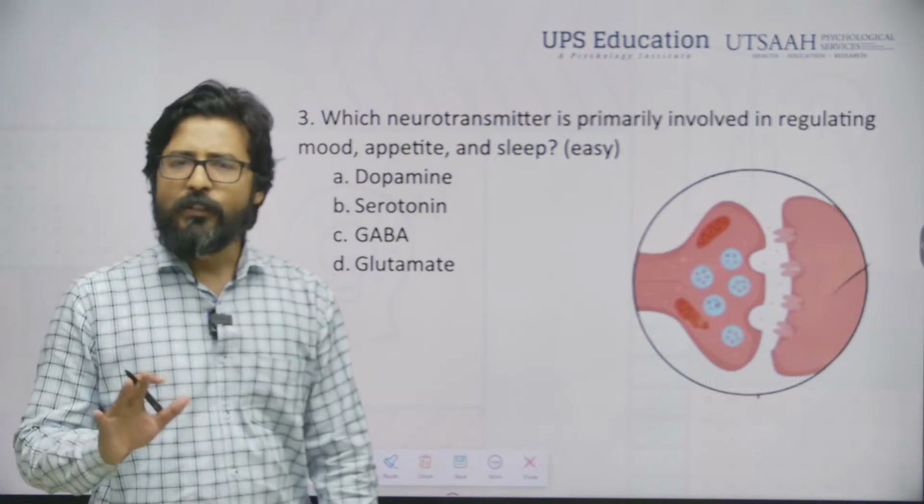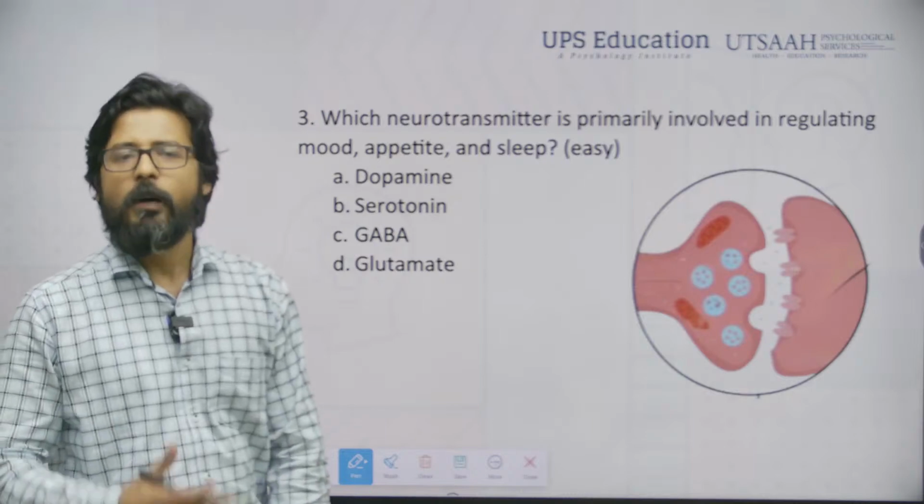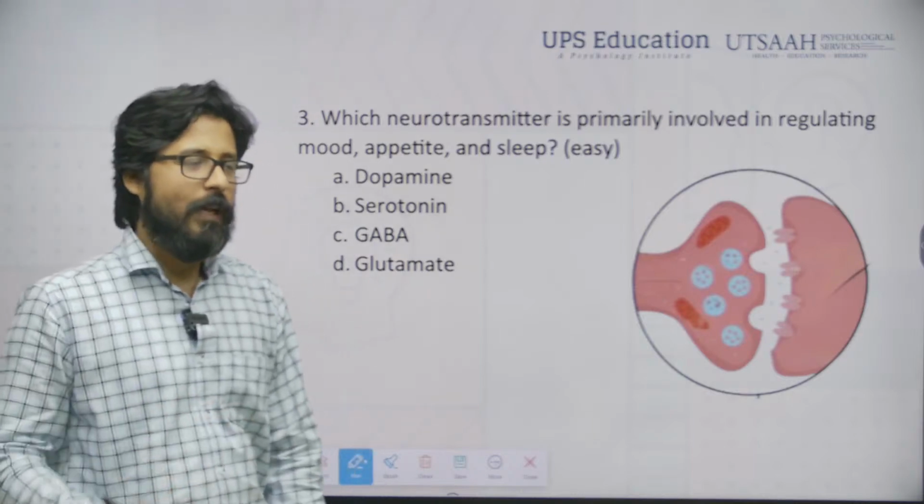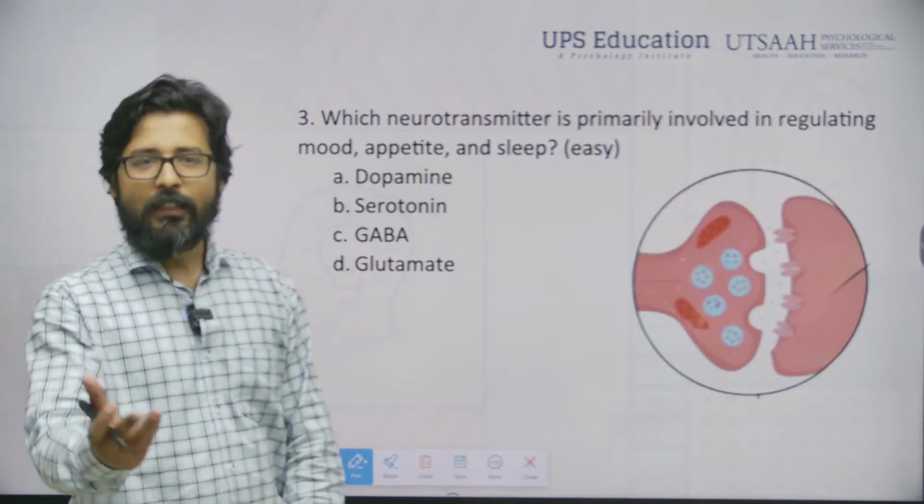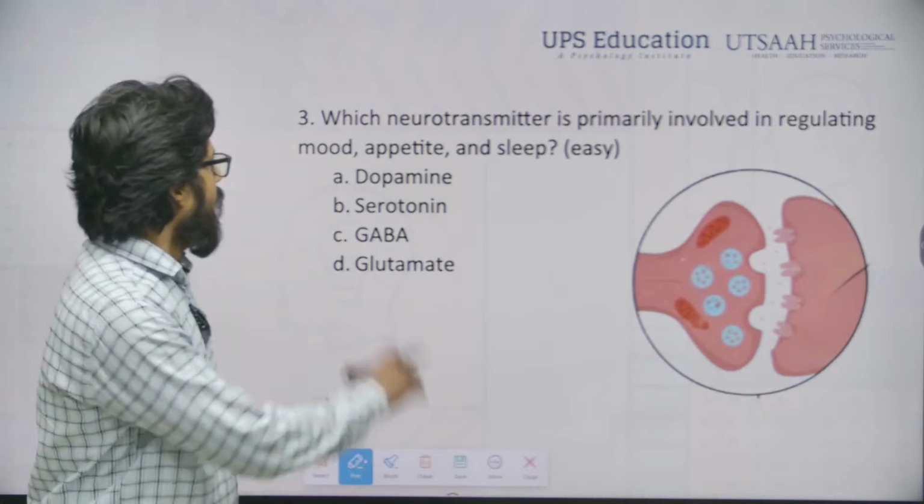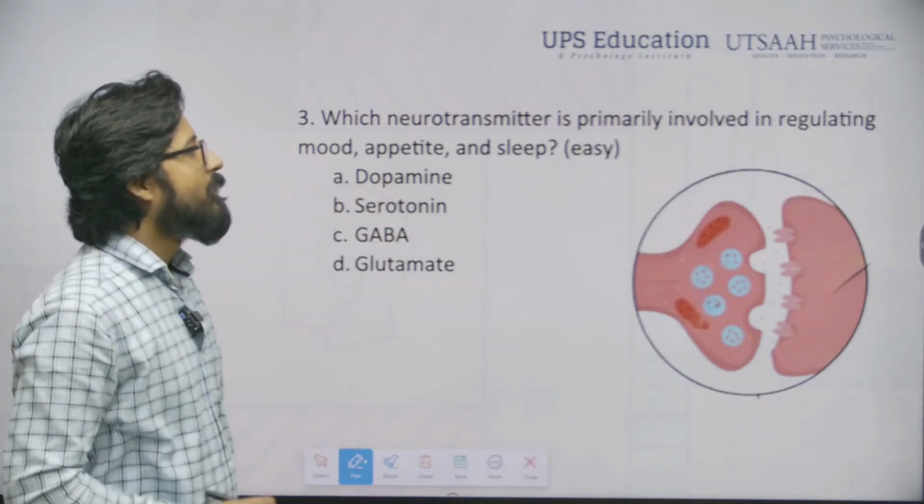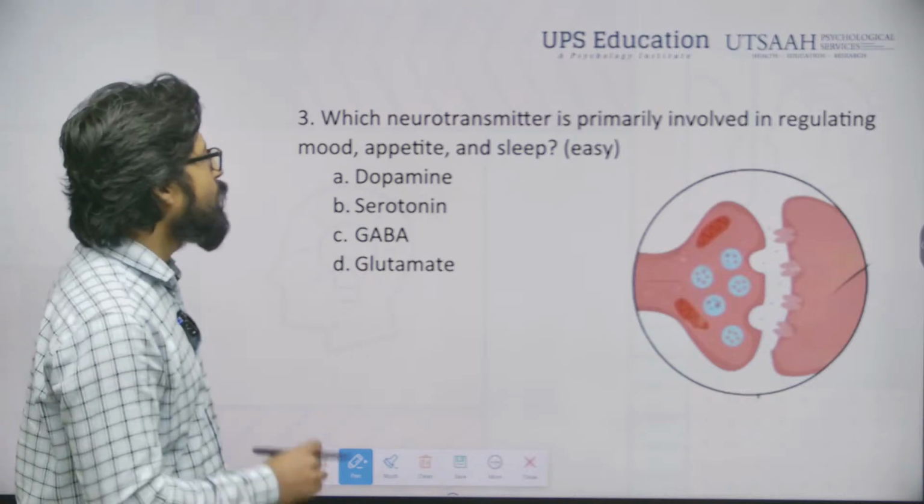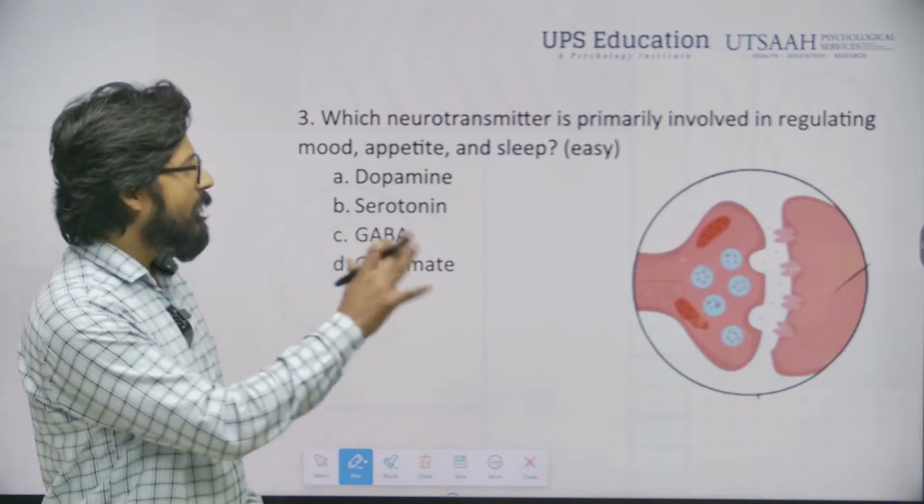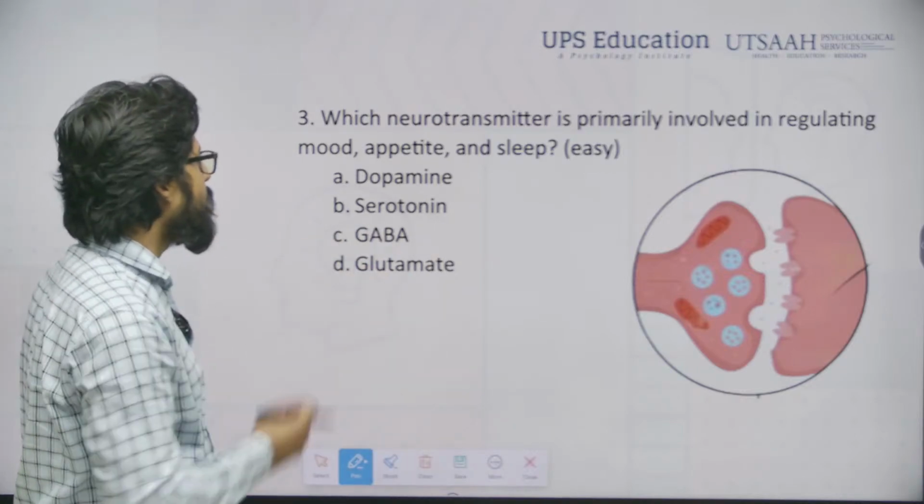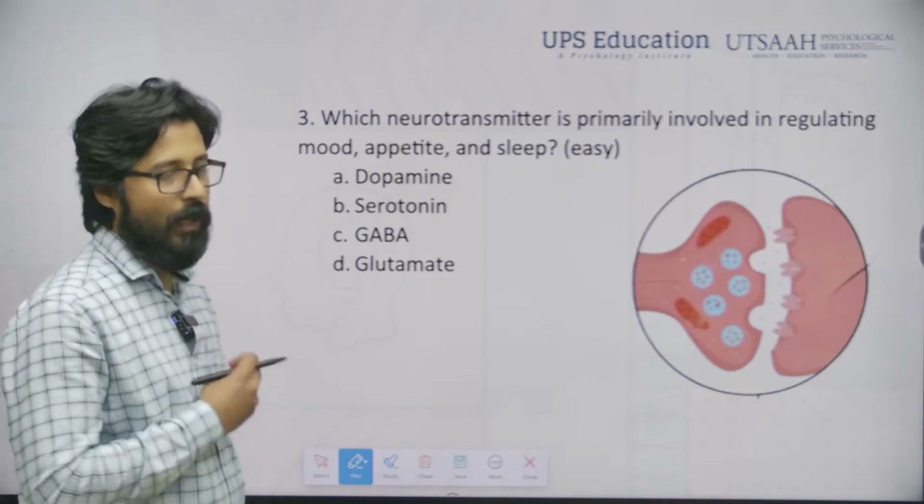Most individuals will be aware of the functions of dopamine, serotonin, GABA and glutamate, but we can take a revision. Which neurotransmitter is primarily involved in regulating mood, appetite and sleep? The question will be considered easy. Your options are dopamine, serotonin, GABA, glutamate.